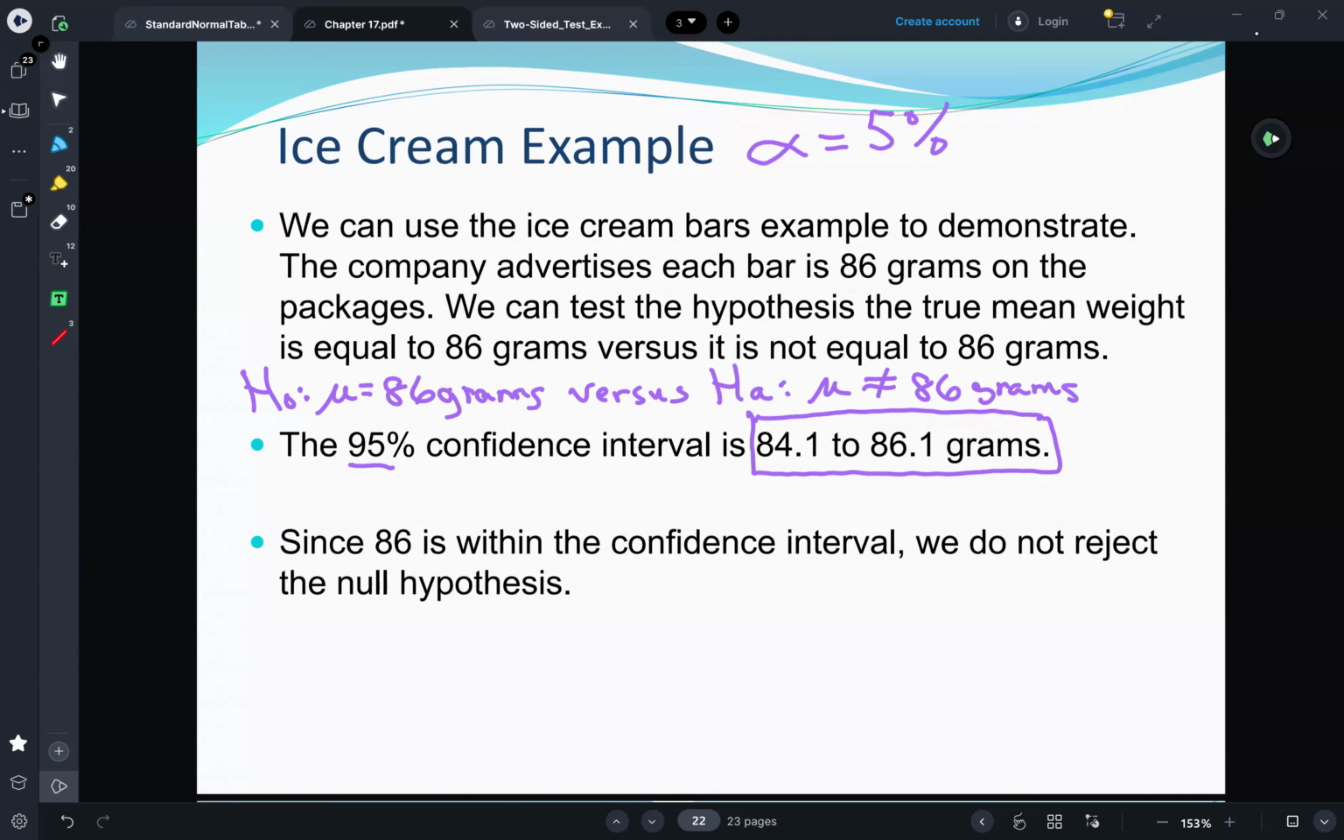And we see that 86 is in the confidence interval, so the company can relax and rest assured that their packaging is correct. They can continue. They don't need further investigation because it worked out quite well. So that's what this bullet says here. Since 86 is within the confidence interval, we do not reject the null hypothesis. That's the conclusion of the test, and it is not statistically significant.